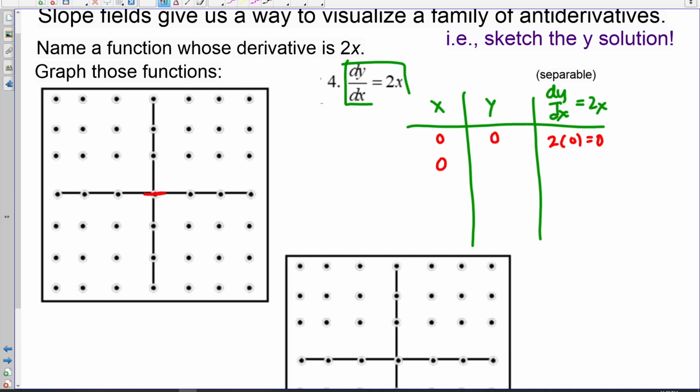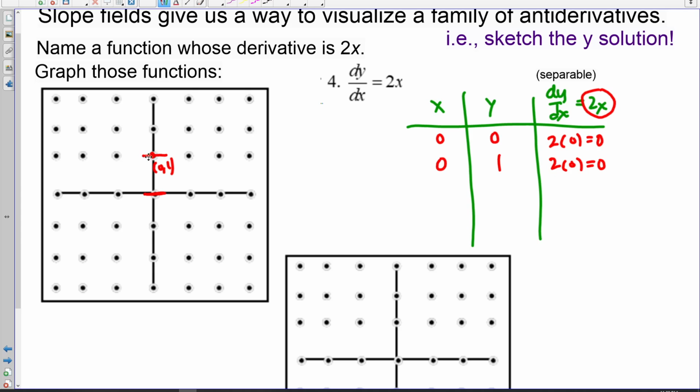What about if I had the point 0, 1? So here's this point 0, 1. What would the slope be for this solution of dy dx equals 2x when x equals 0 and y equals 1? Well, you just plug it into this formula. That's 2 times 0, which would also be 0. So if I were drawing y and it had a slope of 0, what would it look like?